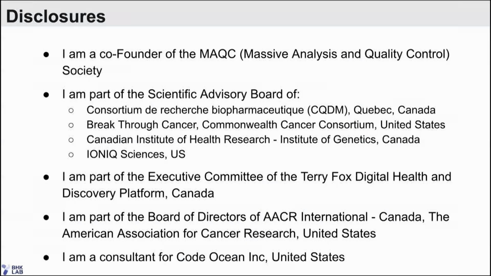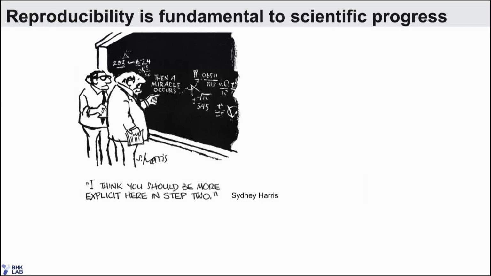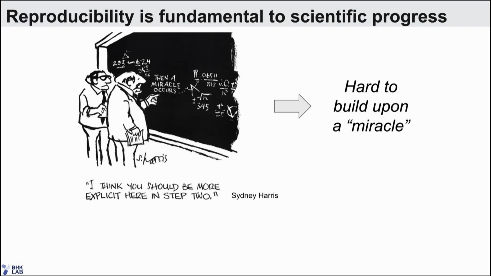Those are my disclosures. So first of all, reproducibility is really fundamental to scientific progress. As you can see in that cartoon from Sidney Harris, when you prove a theorem or publish the results of an analysis, it's very important to document every step along the way. And the reason is that it's very hard to build upon a miracle.